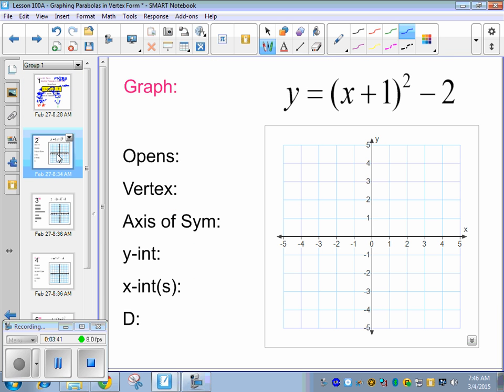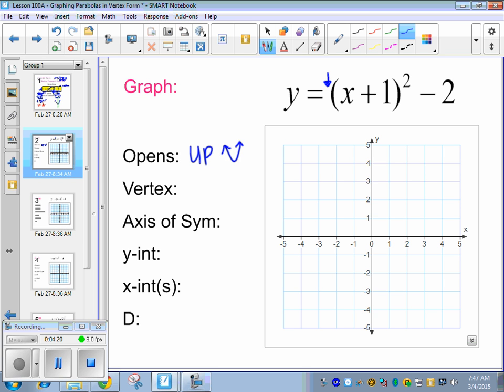We have a parabola in vertex form. So y equals x plus 1 in parentheses squared minus 2. So it's already in vertex form. So the first thing we're going to write down is whether it opens up or down. Anybody have an idea of whether this one opens up or down? Brendan? Yes. So right here in front of the parentheses, it's positive. There's no negative sign. So since it's positive, it opens up, which means we have a parabola that opens up. It's going to go up.